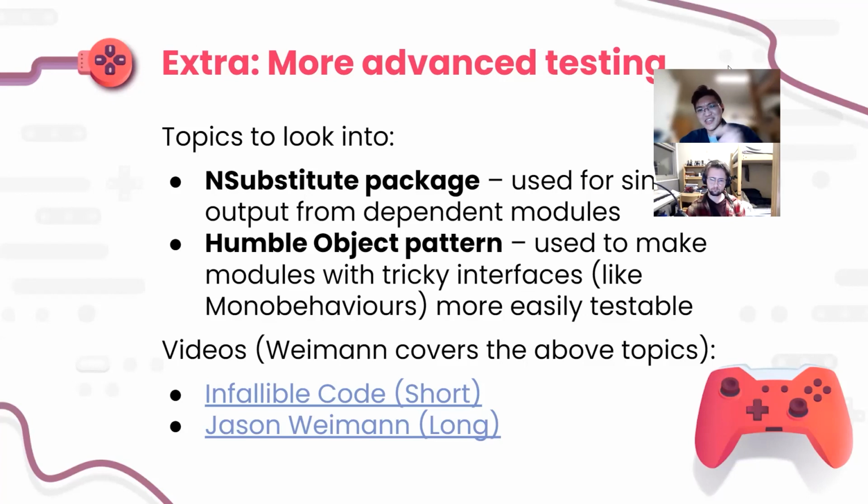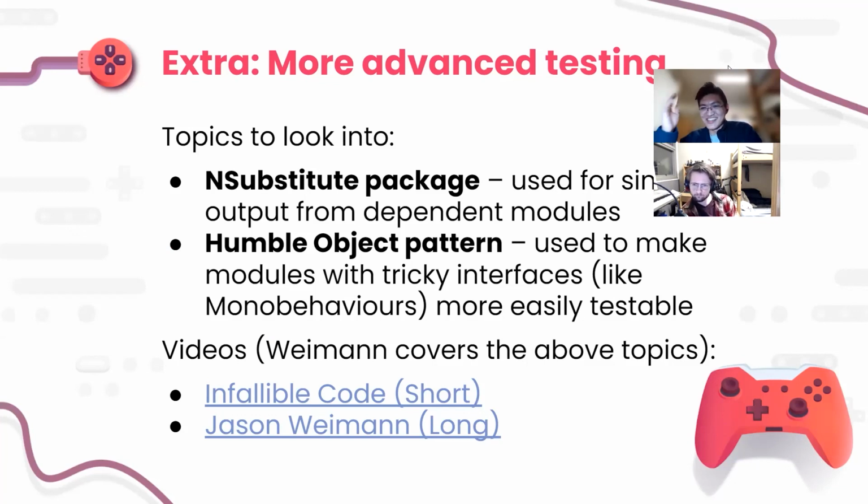Just to give you a little context, the NSubstitute package is used for almost simulating another module being there and providing input to the module that you're testing. So it helps with simulating inputs coming into your module. The humble object pattern is a design pattern that is a way of making MonoBehaviours testable with edit mode tests. It's kind of janky, especially when you use it with Unity. I don't know if I'm doing it the right way.